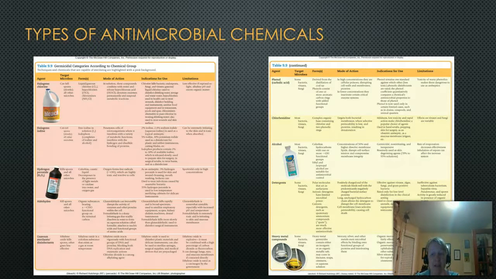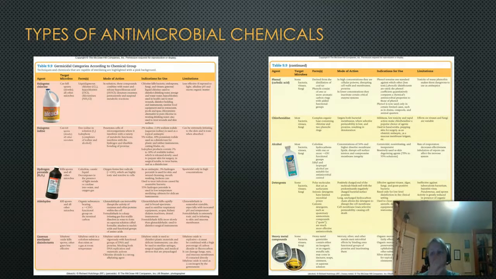We then have aldehydes and gaseous sterilants/disinfectants. And you don't see those a whole lot except in specialized situations, because the gas is a little bit harder to work with, especially because it can be inhaled and things like that. So it's really important that you be careful with it.